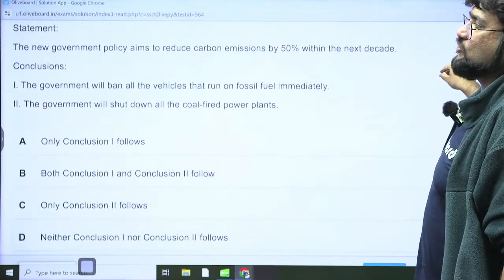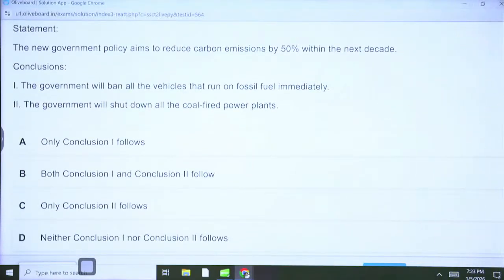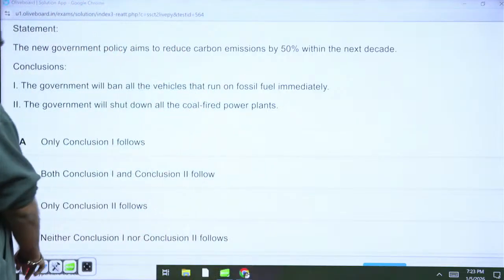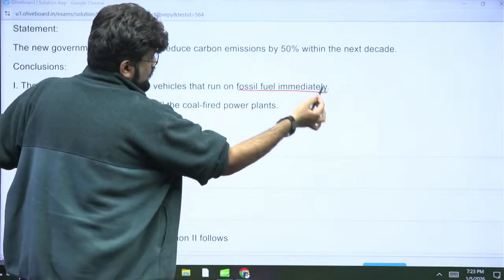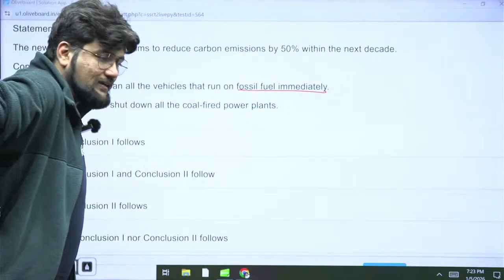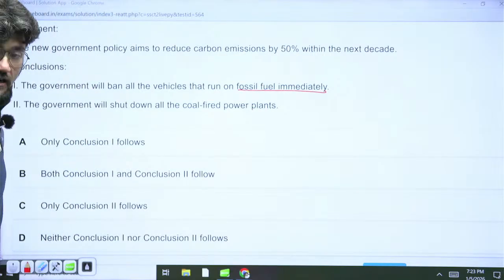This is a previous year question. They have put it here though, but it's a previous year question. This was asked already. So the statement says the new government policy aims to reduce carbon emissions by 50% within the next decade. So in the period of 10 years, they're aiming at a reduction of 50%. Conclusions: the government will ban all the vehicles that run on fossil fuels immediately. This is not possible. I aim at reducing by 50% in the next 10 years, so I can't take abrupt steps because I don't have alternative fuel right now.